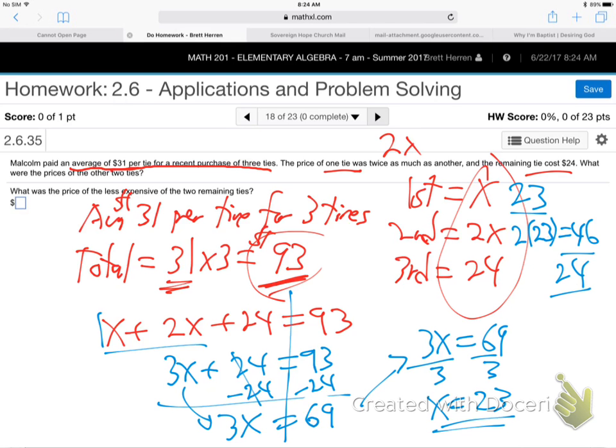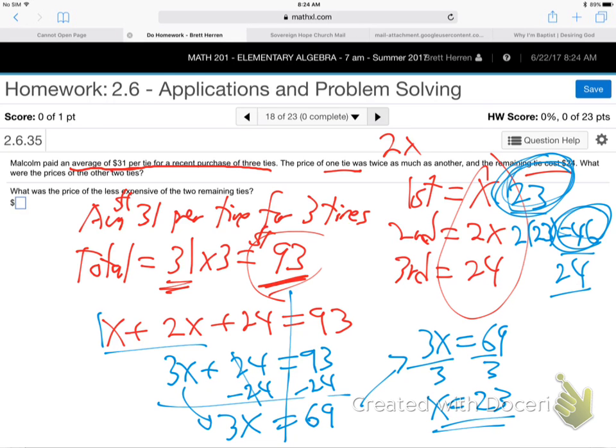Oh, the other 2. So there's the one that's $24. They want to know the price of these other 2, right? Because they already told you the $24 tie. So they want the other 2. So they're saying, all right, what's the less expensive of the other 2? Well, 23. And the more expensive of the other 2 would be 46.